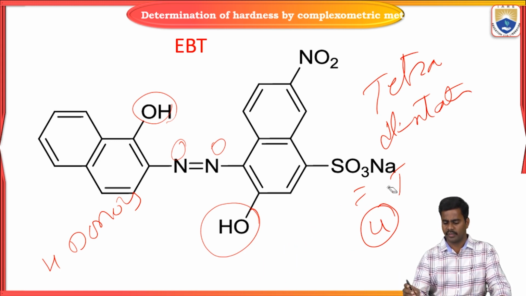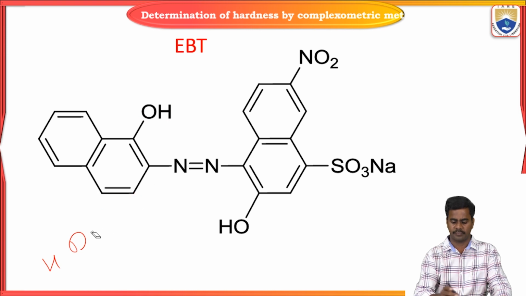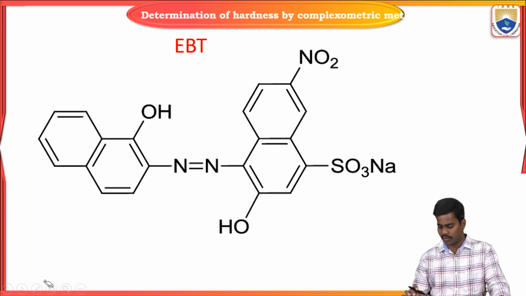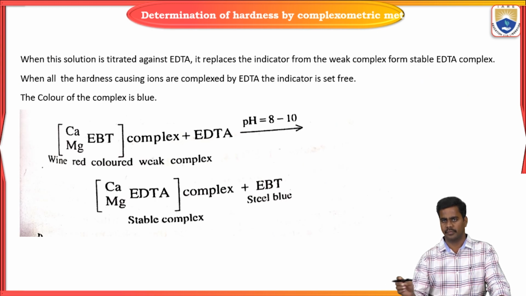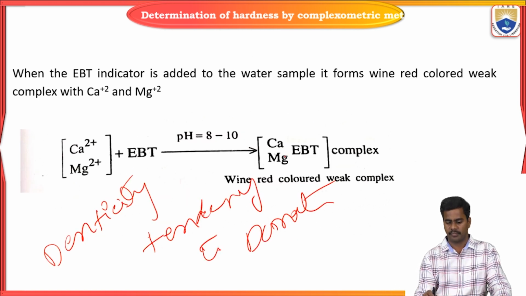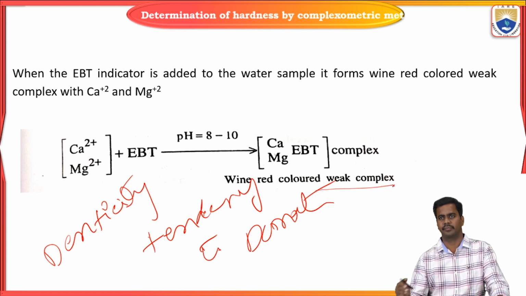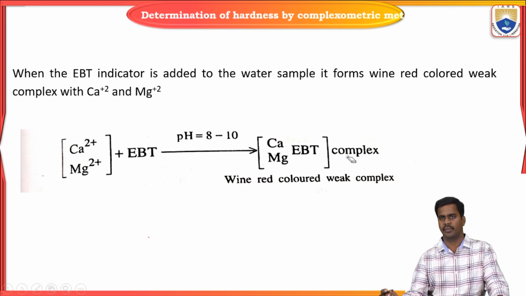That's why when the metal forms a complex with EBT, that is a weak complex. So the metal reacts with EBT, and this is the weak complex. Then next we add EDTA to this complex. What will happen? Let us see.